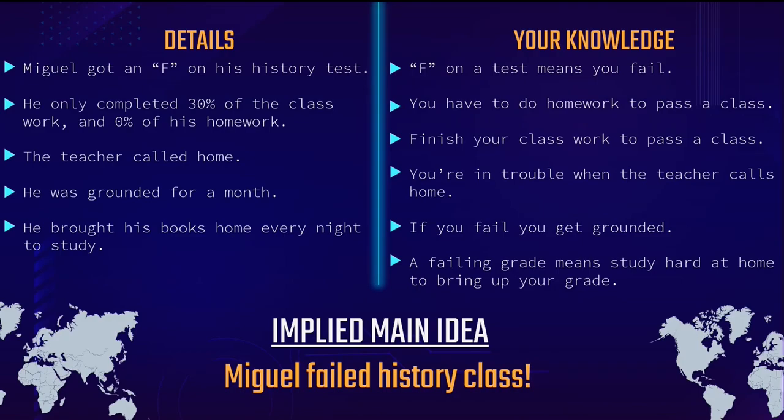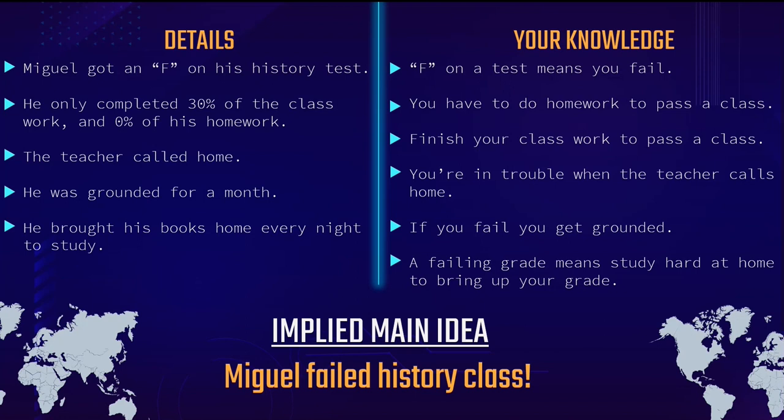These are the details that you can conclude from the passage. Miguel got an F on his history test. He only completed 30% of the classwork and 0% of his homework. The teacher called home. He was grounded for a month. He brought his books home every night to study. So what can we conclude from these details?